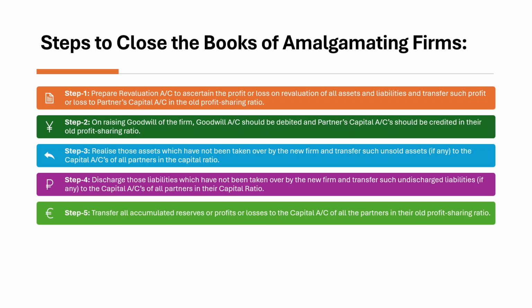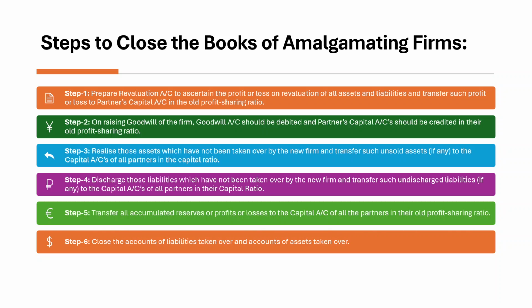After that, we perform step number 5: transfer all accumulated reserves or profits or losses to the capital accounts of all the partners in their old profit sharing ratio. Suppose any kind of reserves or surplus have been provided on the liability side of the balance sheet of the old firm. All such reserves and profits we have to transfer to the partners' capital accounts, and distribute amongst all partners according to their old profit sharing ratio. Vice versa, if any kind of loss is shown on the asset side of the old partnership firm, all such losses also we transfer to the partners' capital accounts and distribute among all the partners according to their profit sharing ratio. That is step number 5.